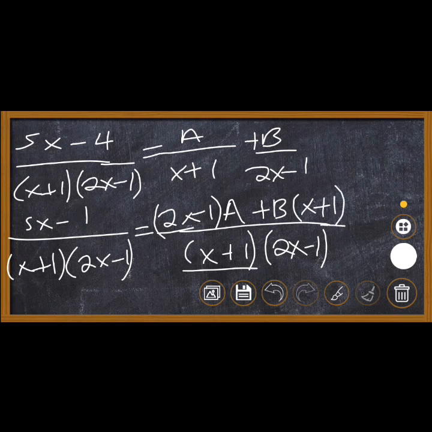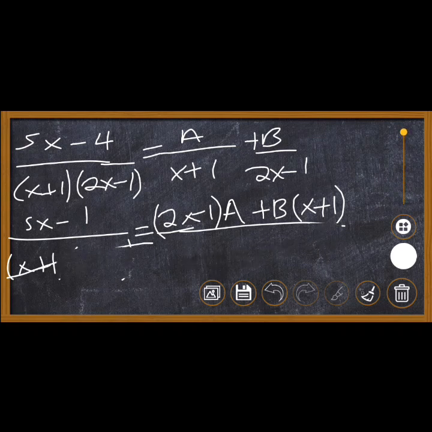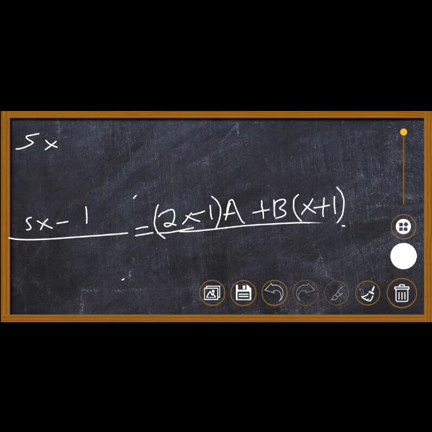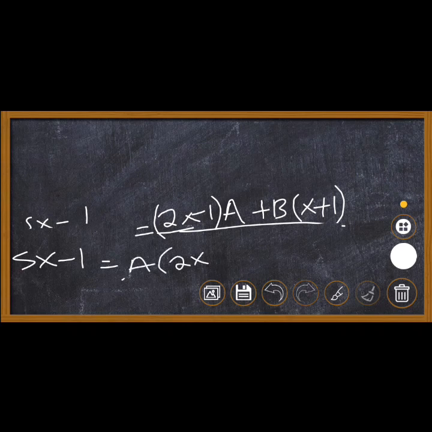In this case we can see the denominator here and the denominator there are the same, so we can simply cancel them out so that we just remain with the numerators. Since the denominators are the same, that's why we have cancelled them out. So we can now write: 5x minus 1 equal to a(2x - 1) plus b(x + 1).